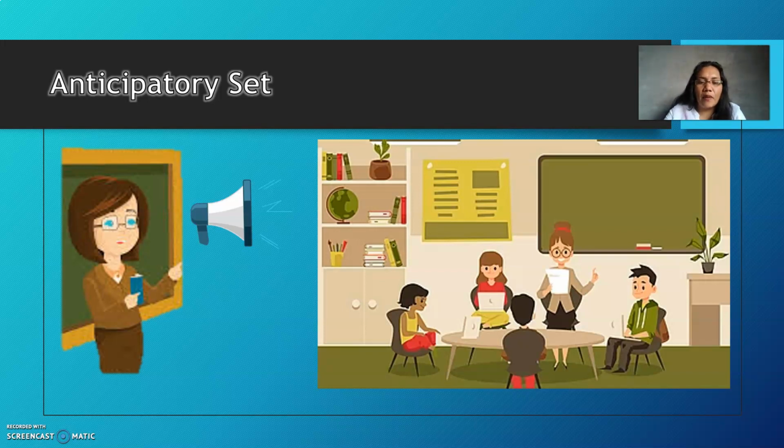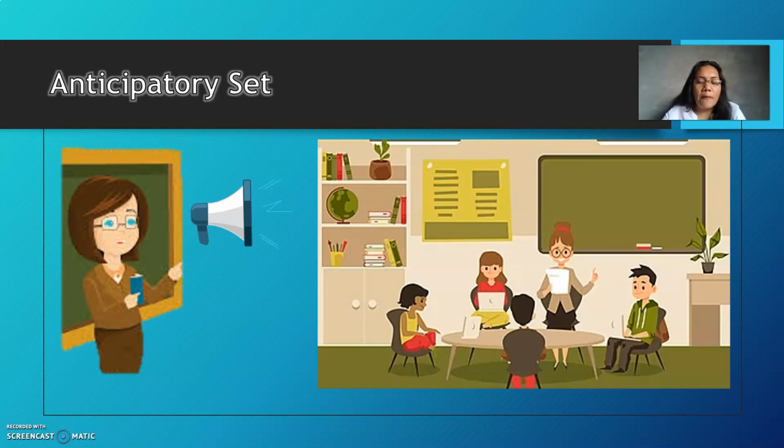Anticipatory set. The teacher begins the class writing some statements related to the students and at the end adds a tag question to ask confirmation. For example, Maria likes to drink milk, doesn't she? And then repeats the question, waiting for an answer.